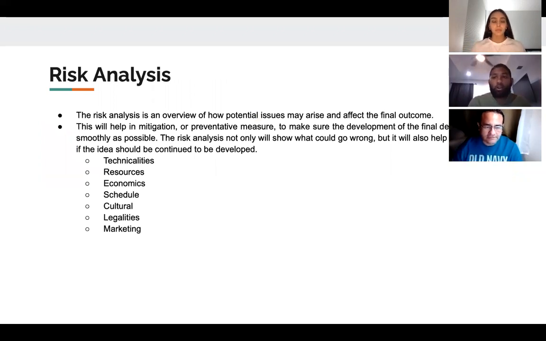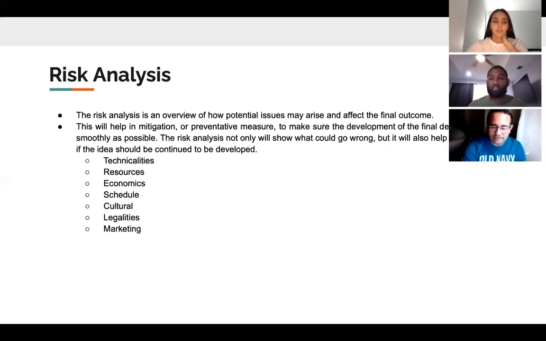All right, so after the feasibilities, the next step is to look into the risk analysis. The risk analysis is basically just an overview of how potential issues may arise and affect the final outcome. Doing the risk analysis will help us with mitigation or preventative measures to make sure the development of the final design goes as smoothly as possible. The risk analysis will not only show what could go wrong, but it'll also help us determine if the idea should continue to be developed.